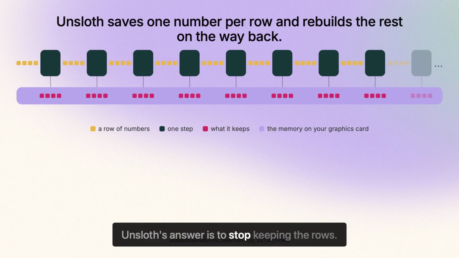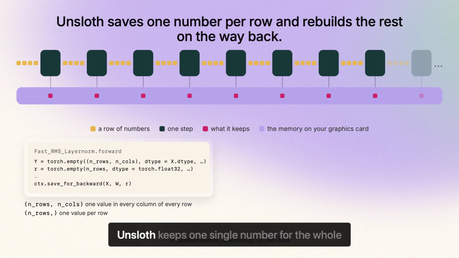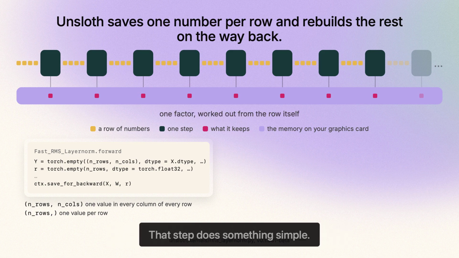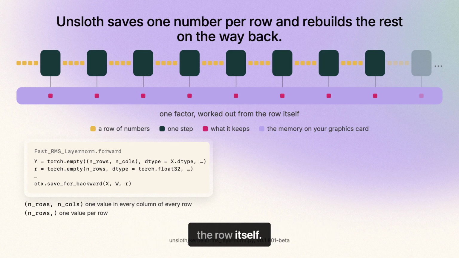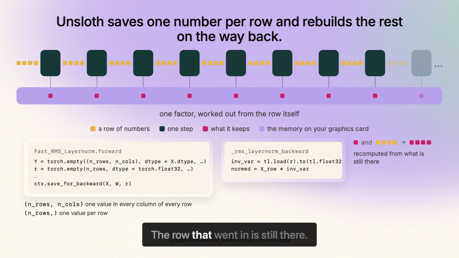Unsloth's answer is to stop keeping the rows. For a step that runs twice in every layer of the model, Unsloth keeps one single number for the whole row of results and throws those results away. That step does something simple. It stretches or shrinks a whole row of numbers by one factor it works out from the row itself. That one factor is the number Unsloth keeps. The row that went in is still there. So on the way back, the machine multiplies that row by the one factor again, and the results are back.